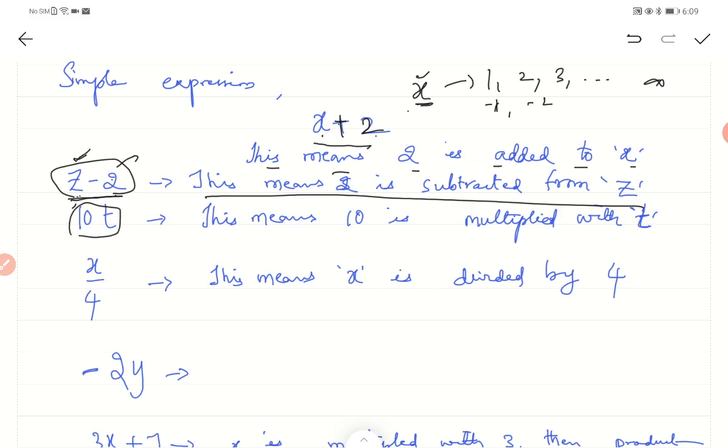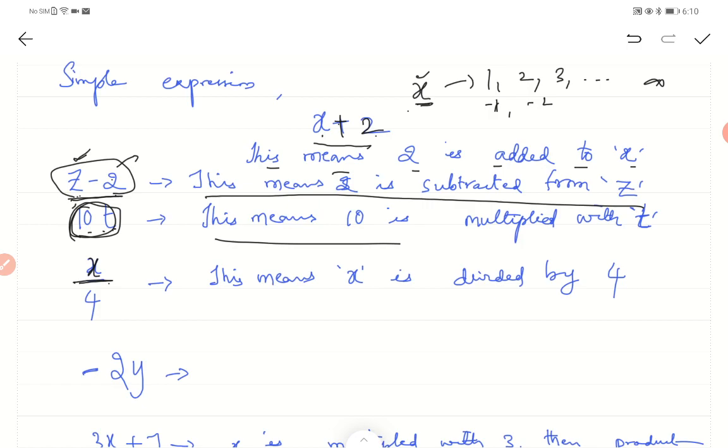What does 10t mean? 10 is multiplied with t, or t is multiplied with 10. Any statement like this gives the meaning of this expression. What about x by 4? This means x is divided by 4. You can say just that much: x is divided by 4, or this is x by 4.